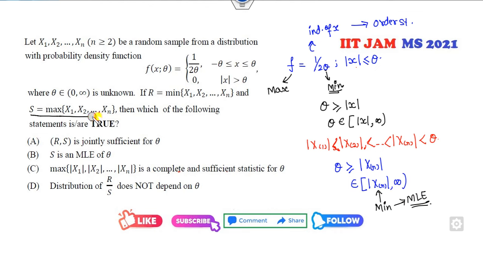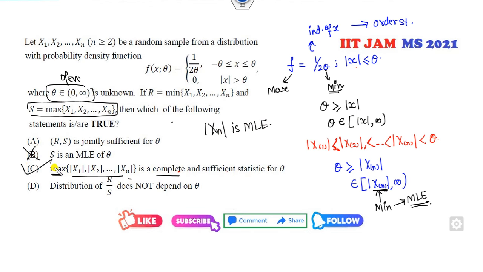So S, is it the S? No. Why? Because mod of xn is my MLE. Fine, but it is not a mod, so S is not the MLE. Maximum of this is my complete. Why complete? Because it is given in the open interval. Fine, and we can get mod of xi as a complete statistic. R comma S. Okay, so it is my uniform distribution.